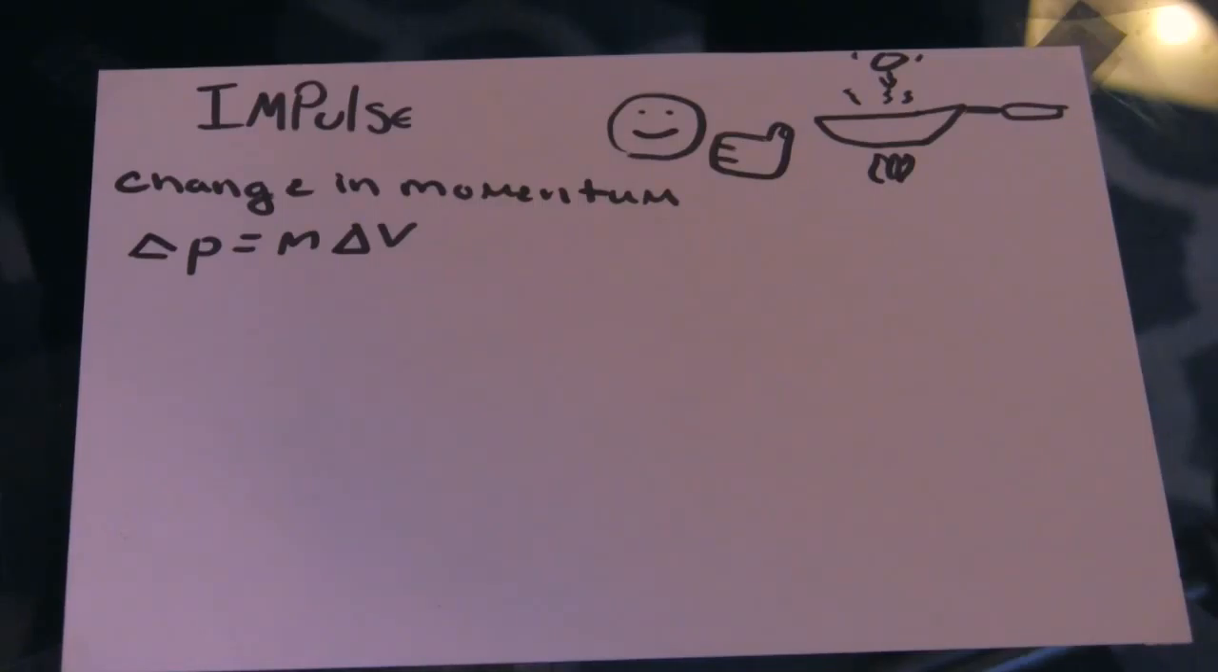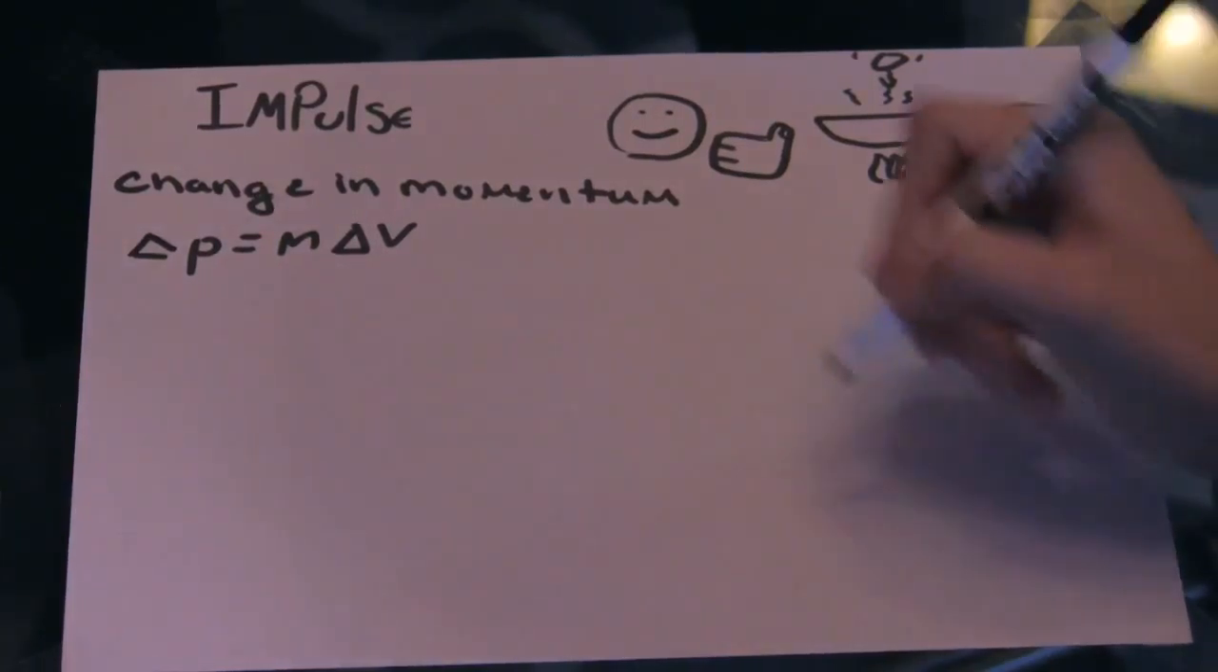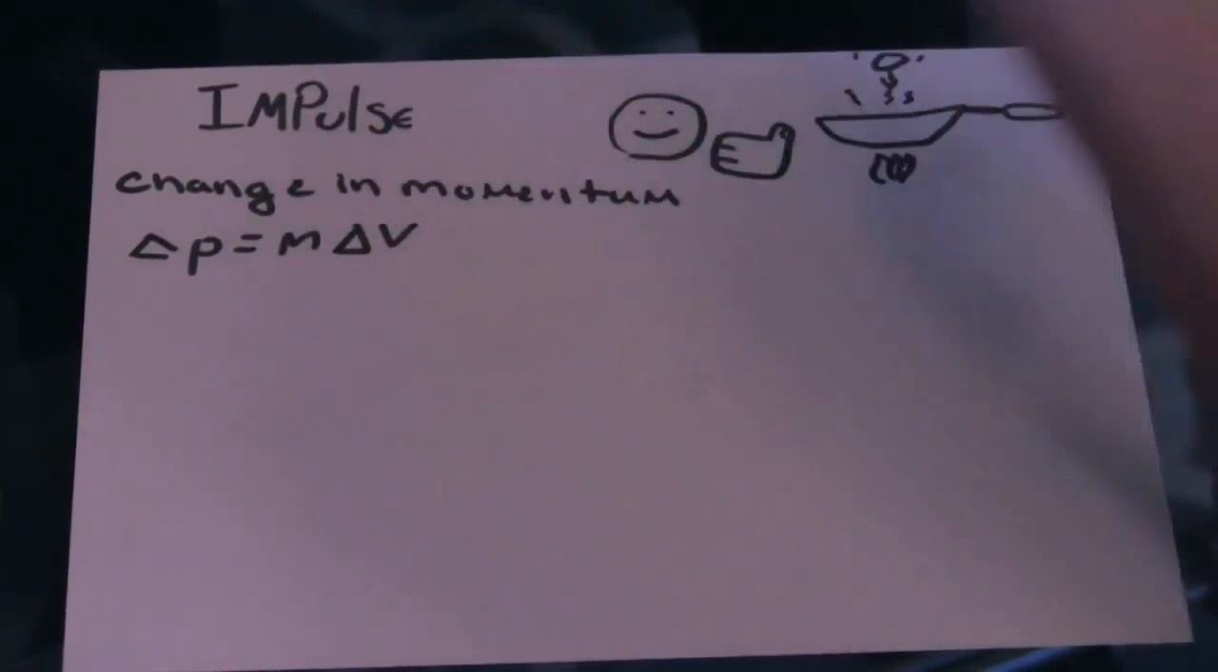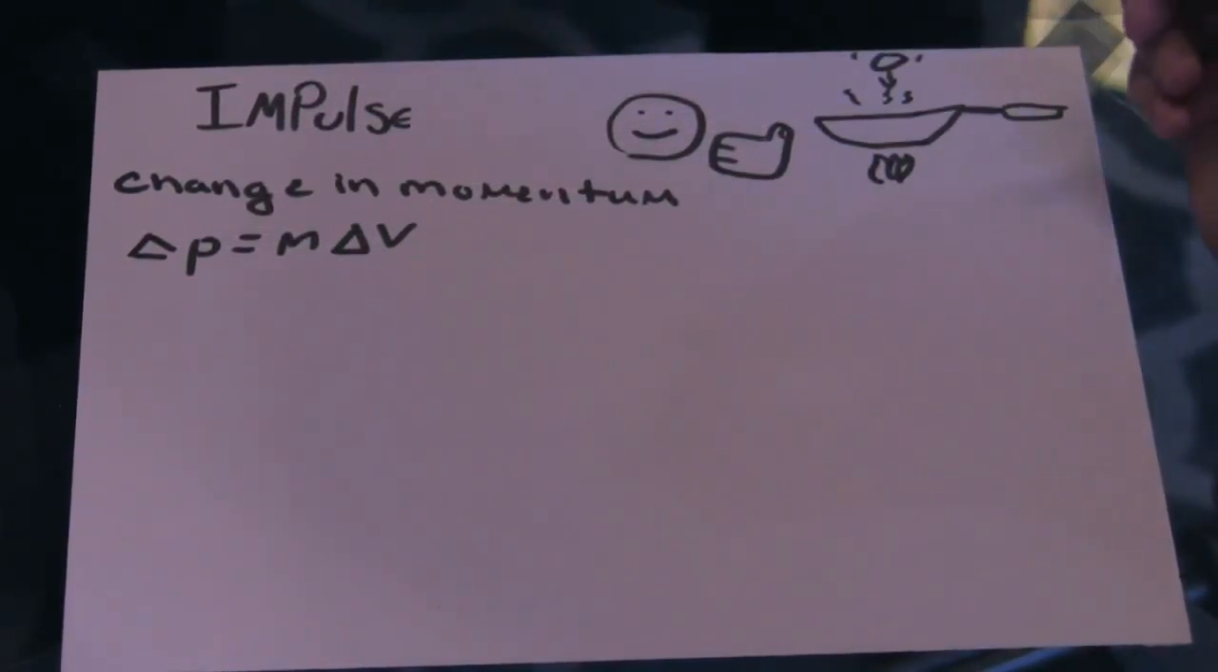Alright, impulse. Impulse is the change in momentum. Our equations being delta P equals mass times the change of velocity. Or you can take it as delta P equals mass times VF minus VI. For instance, we reuse the egg as an example. We use the equation delta P equals mass times change of velocity.